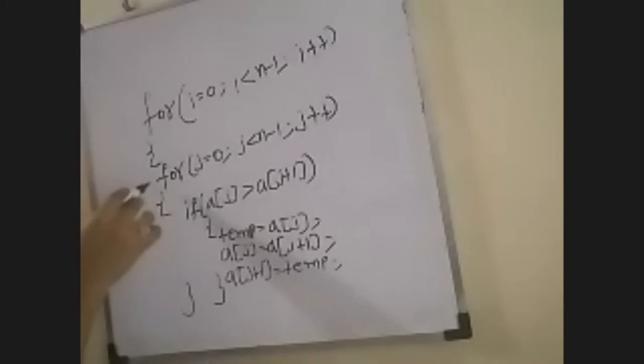So how many closing braces? Totally 3: this one, this one, and this one. So this is the logic. What data am I giving? 15, 16, 6, 8, 5. Why will I mention i is less than n minus 1?